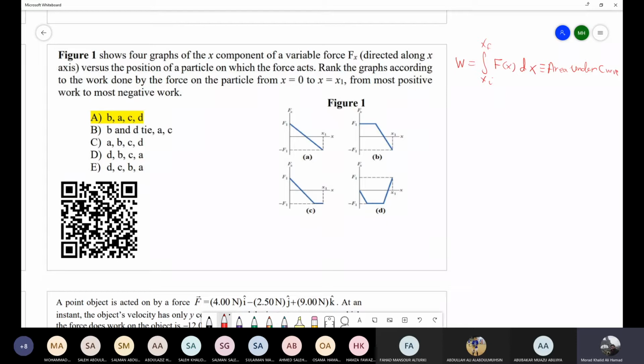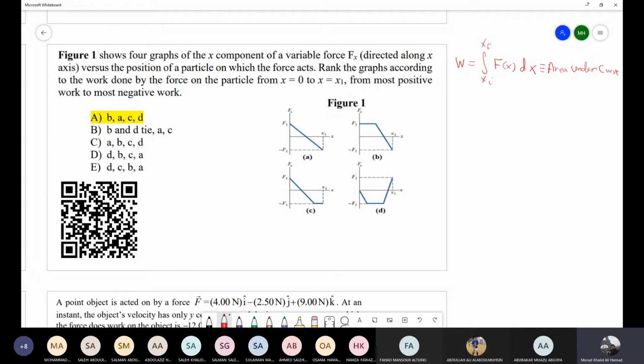Here, figure 1 shows 4 graphs of the x component of a variable force directed along the x-axis versus the position of a particle on which the force acts. Rank the graphs according to the work done by the force on the particle from x0 to x1, from most positive work to most negative. It means from the highest positive work to the lowest.